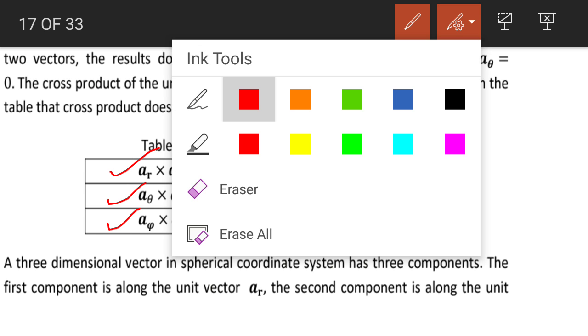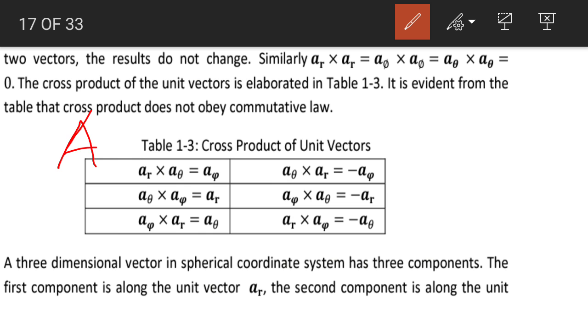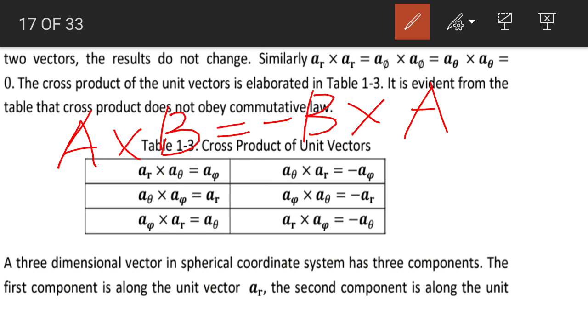We know that A cross B is equal to minus B cross A. The cross product does not obey the commutative law. You cannot change the order of the two vectors during the cross product. If you change the order of these two unit vectors, the resultant unit vector will change. Definitely, aθ cross aR results in minus aφ, aφ cross aθ results in minus aR, and aR cross aφ results in minus aθ.